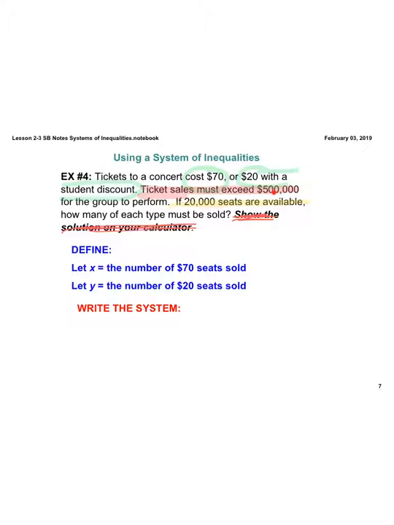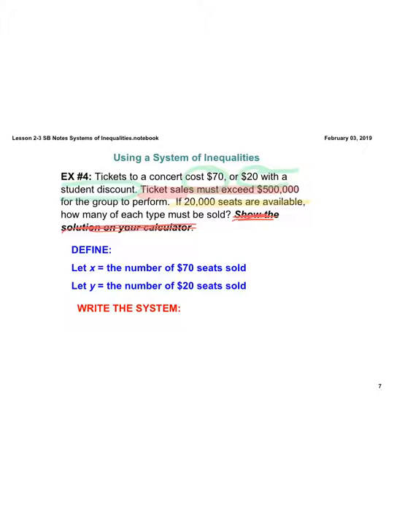we have to sell tickets. We have two types of tickets: regular price tickets and discounted tickets. So in order to figure out this $500,000, I would have to take the number of normal priced seats that I sold and multiply it by 70. And then I would add to that the number of discounted seats that I sold multiplied by 20.